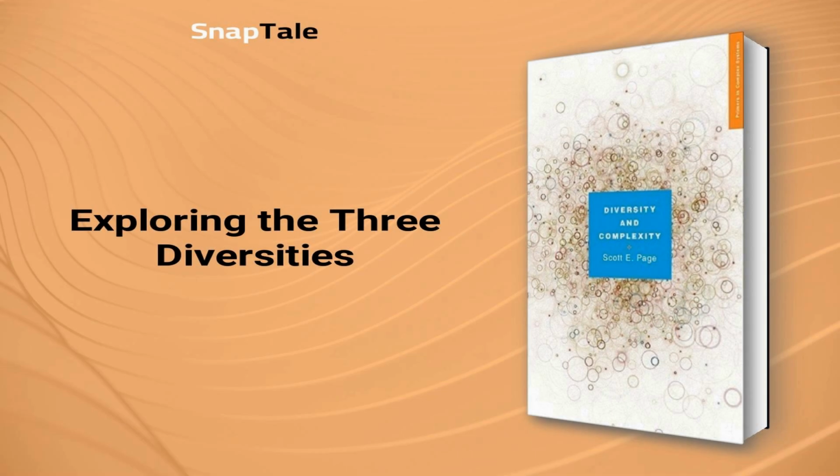Exploring the 3 diversities. Life is replete with diverse attributes, but can they be categorized? Yes, and it all boils down to 3 types of diversity: variation within a type, variety between types, and composition. A simple analogy using items in your refrigerator helps illustrate these concepts.